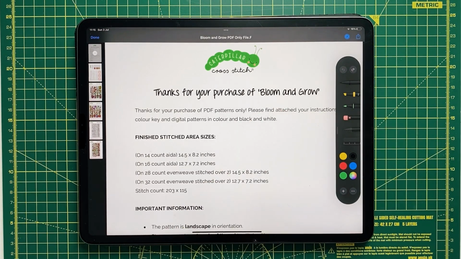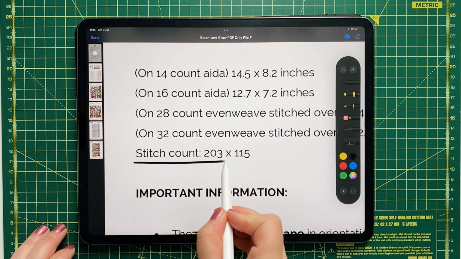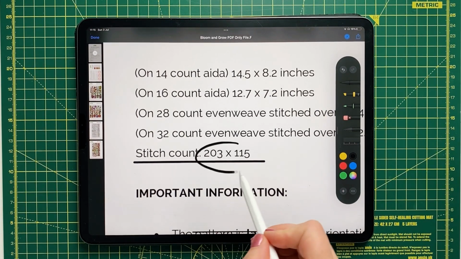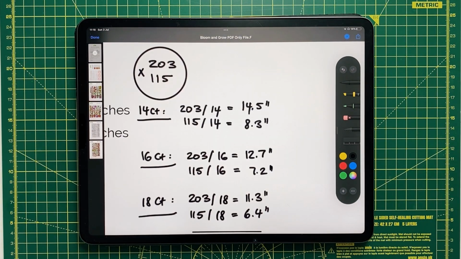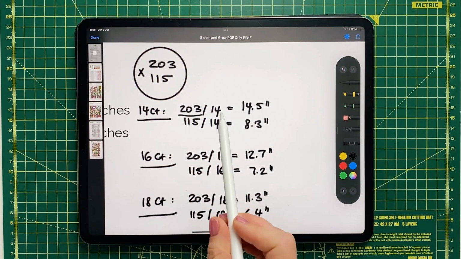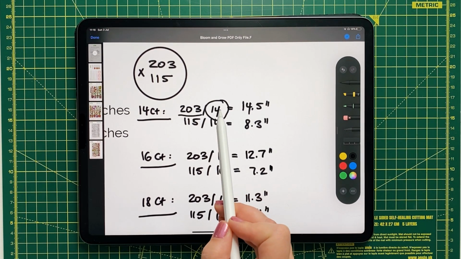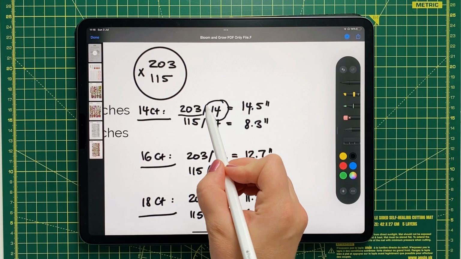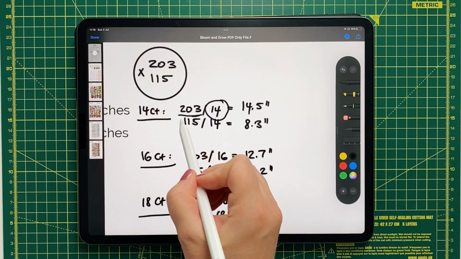I've got a Bloom and Grow pattern here, and over here, if you can see, it says stitch count 203 by 115. This is a very important number that we are now going to calculate our fabric size with. In order to calculate our fabric size, we need to divide the number of stitches by our fabric count. Fabric count determines how many stitches we can stitch in 1 inch of the fabric. So if we have a 14 count fabric, we can fit 14 of these stitches into 1 inch.